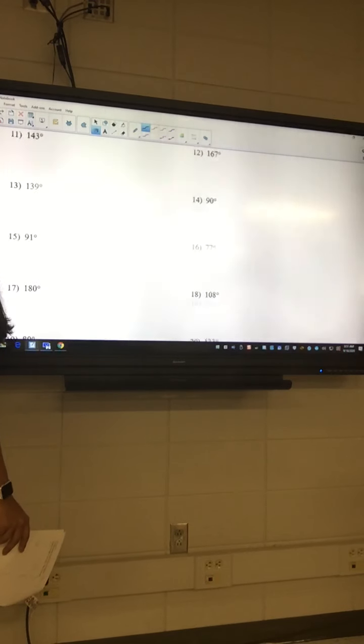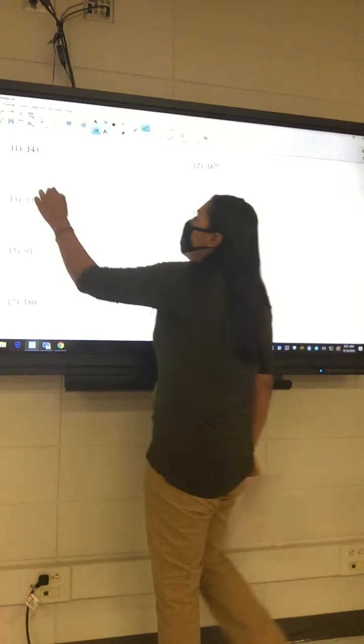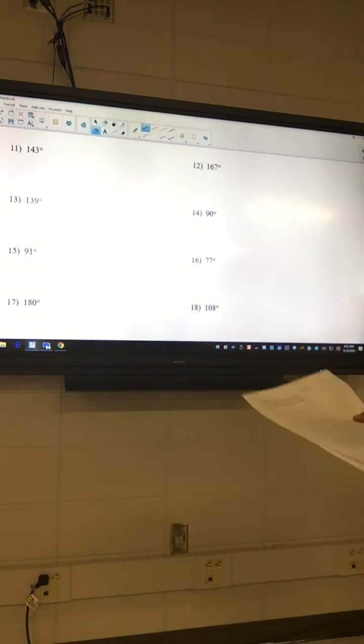Okay, so go to the next section. It gives you a bunch of degrees, and it wants to know the same thing. So classify each angle as acute, right, obtuse, or straight. So if we're given 143 degrees, obtuse, perfect. So obtuse, just a reminder, is more than 90 but it has to be less than 180. So between 90 and 180 is obtuse.